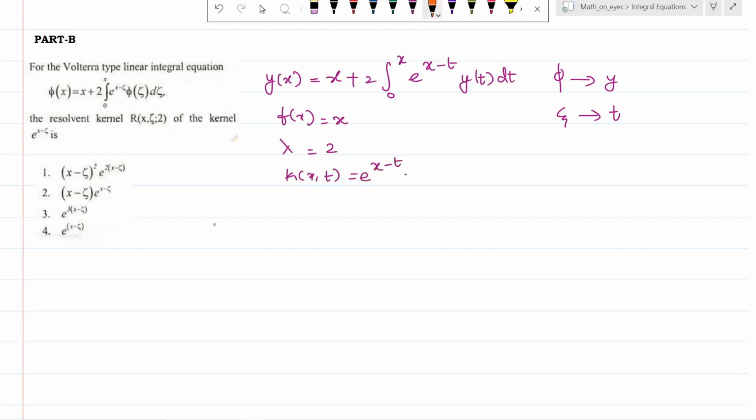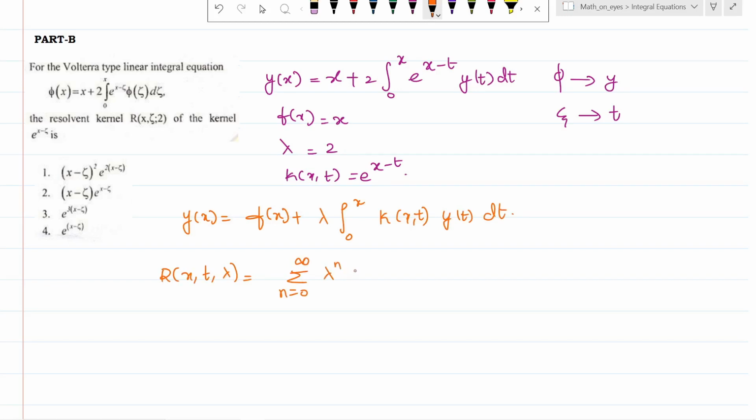Now we will see the general formula. If the Volterra type second kind integral equation is given, the question will be of this type: y of x is equal to f of x plus lambda times the integral 0 to x of k of x comma t into y of t dt. If it is of this type, then the resolvent kernel R of x comma t comma lambda is equal to the summation n is equal to 0 to infinity of lambda power n k n plus 1 of x comma t.